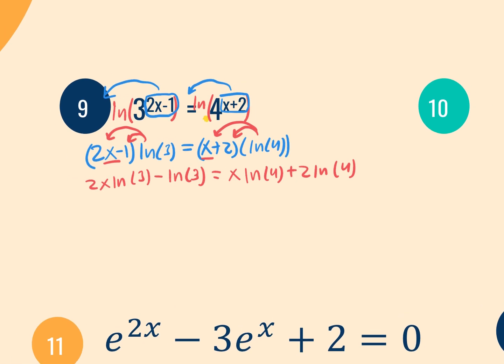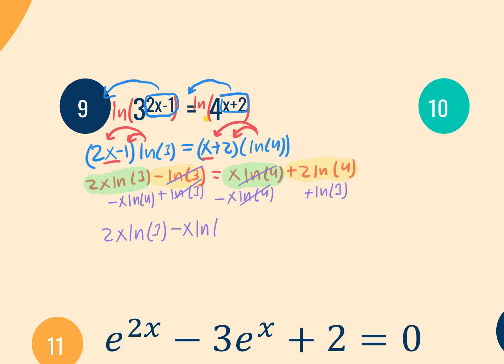And then I want you guys to see what's going on here. What we have is an x term on each side, and then two terms that don't have x's. So the ones with the x's are on opposite sides of the equal sign. What we want to try to do is get them on the same side. So what I'm going to do is subtract x ln of 4 on the left and right, and then I can add ln of 3 to the left and the right. Because again, what that does is I can cancel these out, I can cancel these out, and then I'm going to be left with 2x ln of 3 minus x ln of 4, and it's going to equal 2 ln of 4 plus ln of 3.